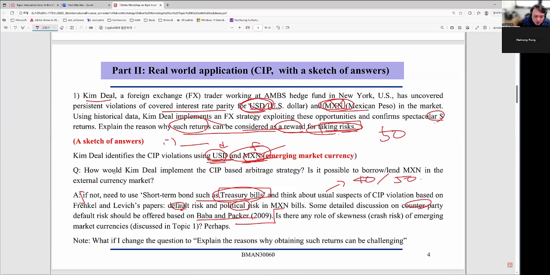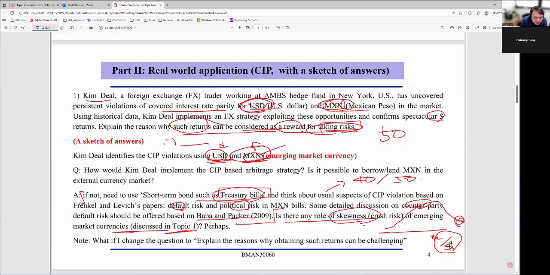And the 10 more points were where I wanted to include this as a part of the answer. So what is this one? In topic 1, we talked about the crash risk involving the Mexican peso. We could draw something like a histogram, and we see, I think, positive skewness maybe. So if dollar and Mexican peso, there could be a big appreciation of the dollar or a big depreciation of the Mexican peso within a period. It's a big crash of the emerging market currency.